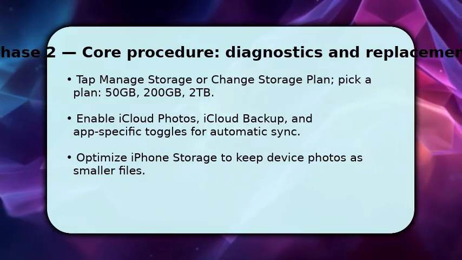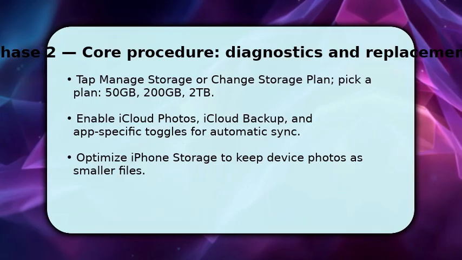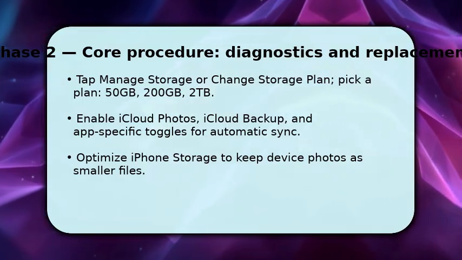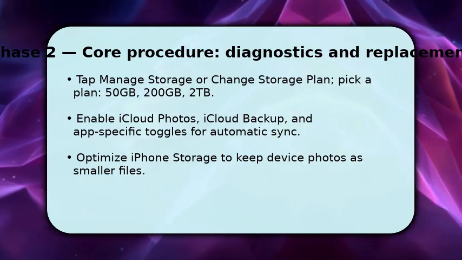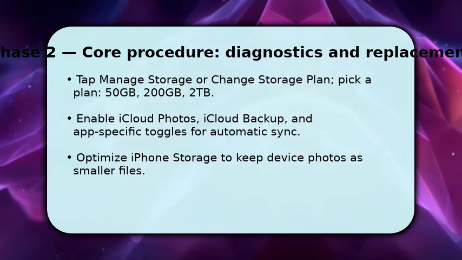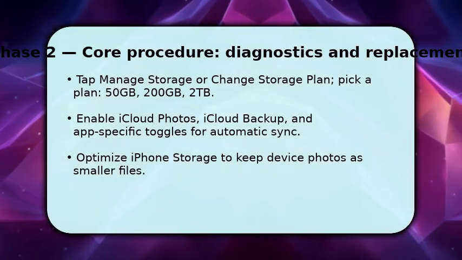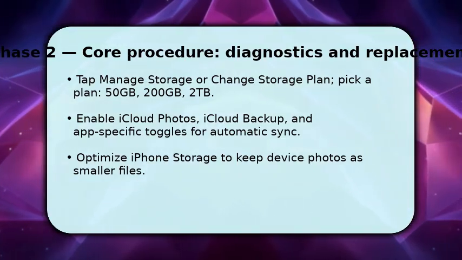Once active, enable iCloud Photos, iCloud Backup, and the app toggles you want synced so data moves to iCloud automatically. Then set Photos to optimize iPhone storage to keep smaller local versions. This shifts space usage off your device and makes the new storage effective immediately.